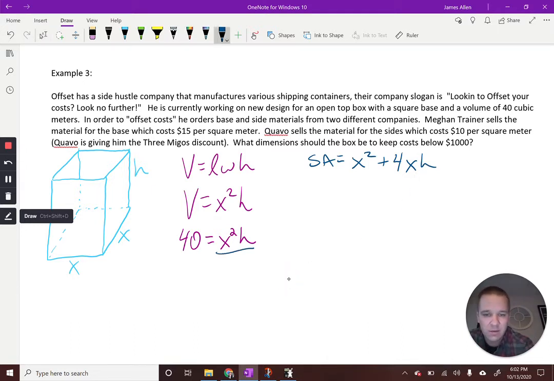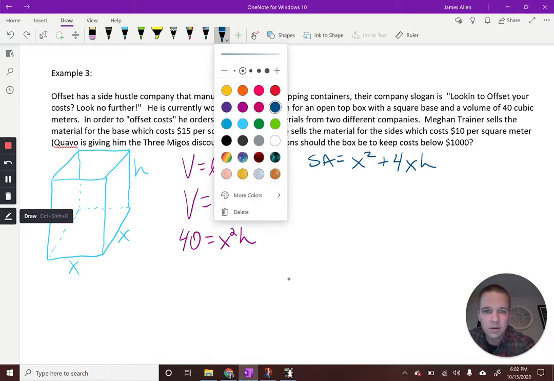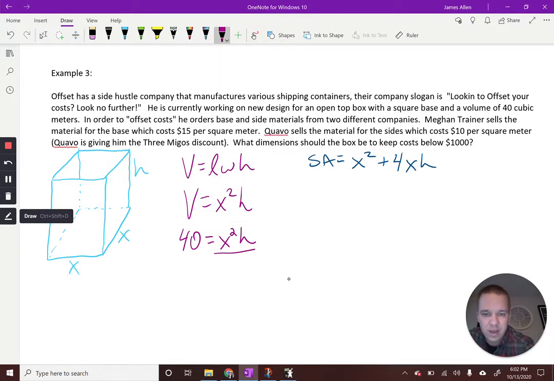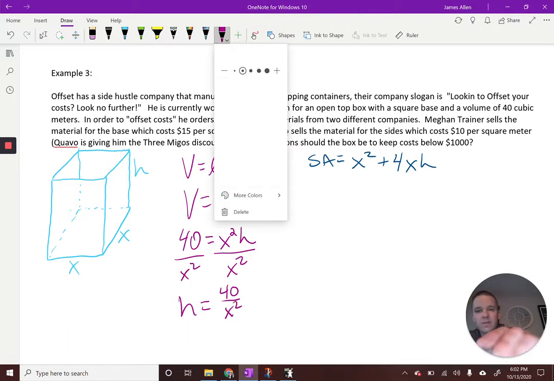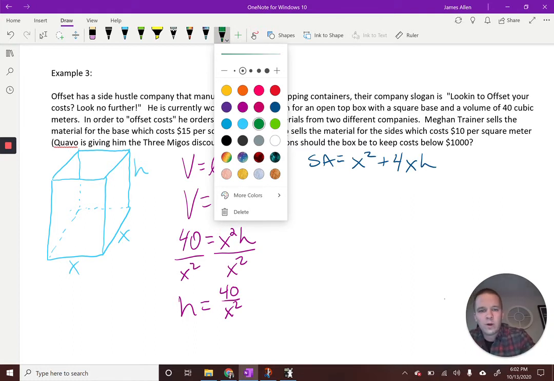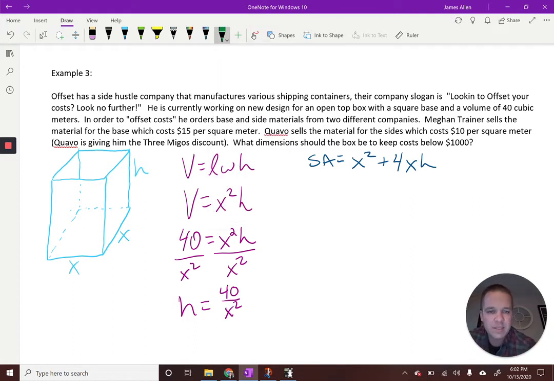Alrighty, so how about I divide, let me get that other color going again. I'm going to divide this by x squared. Lovely. And then that would make h equal to 40 over x squared. So now let's start forming our surface area as a function of x. I'll just call it area as a function of x. I can substitute that in. I'm going to have x squared plus 4x, and then in place of h, I have 40 over x squared.